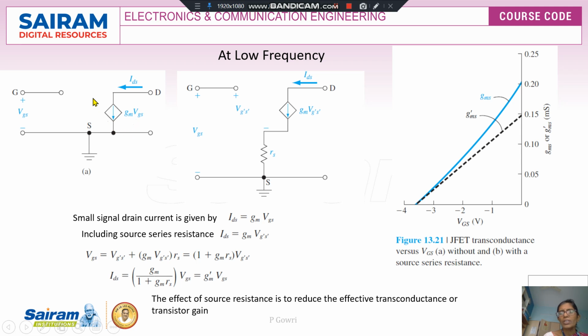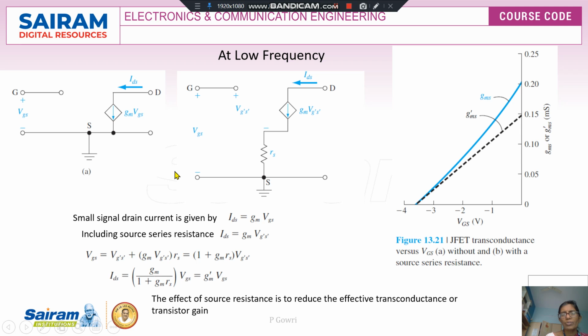But when we consider the source resistance, that is the resistance from the source to the substrate, then the circuit will become as follows. The voltage appearing across the gate and the substrate is given as Vg dash S dash, and hence the small signal drain current is given by IDS = GM into VGS.